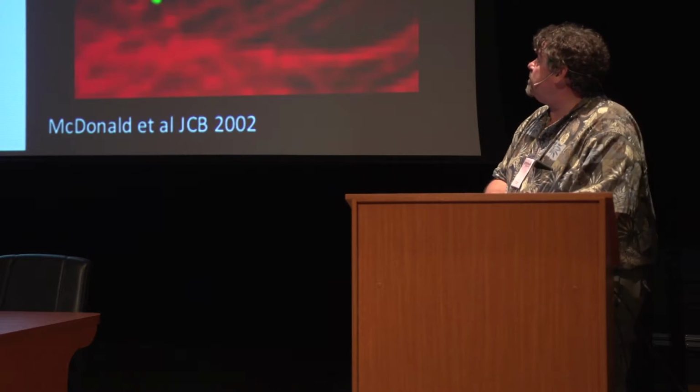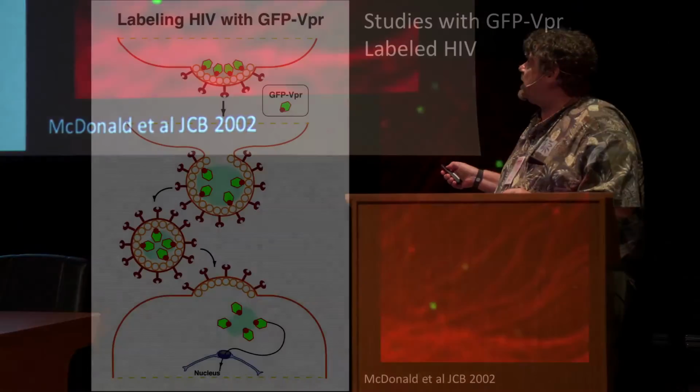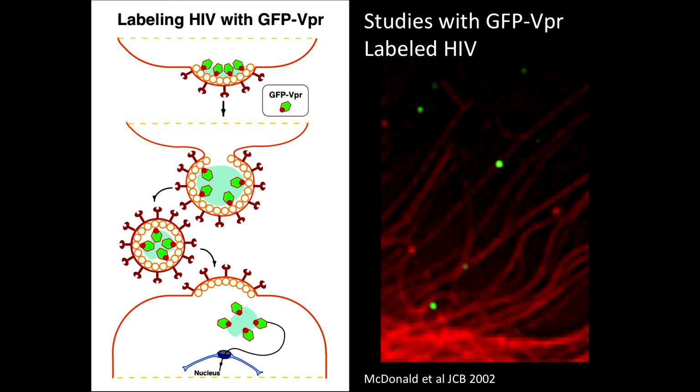All right, so one of the first ways that we labeled the virus and could follow it was by putting VPR in the virion. It interacts with GAG, and during assembly it gives us green virions. And then some of the first work we did was, when we started to look, the virus was moving in lines, and we were ultimately able to show that it was moving down microtubules, which explained that movement.